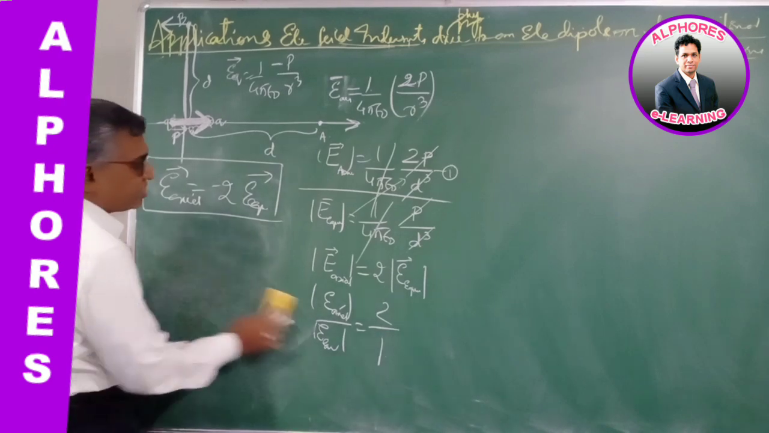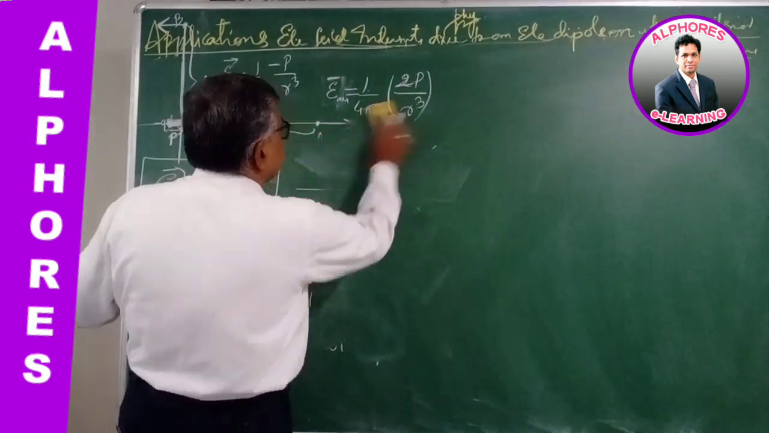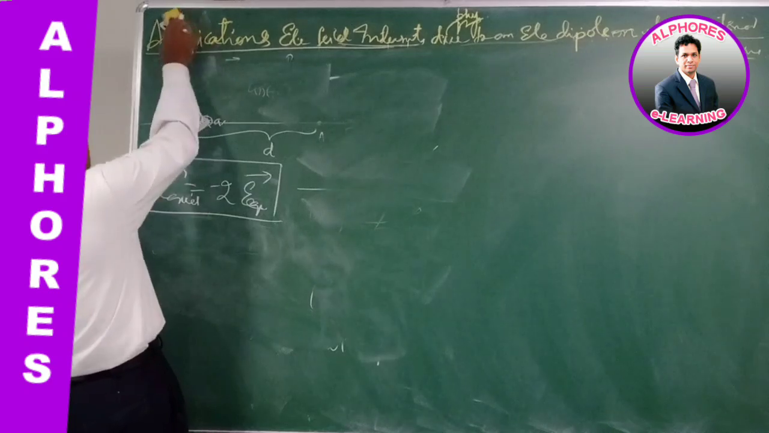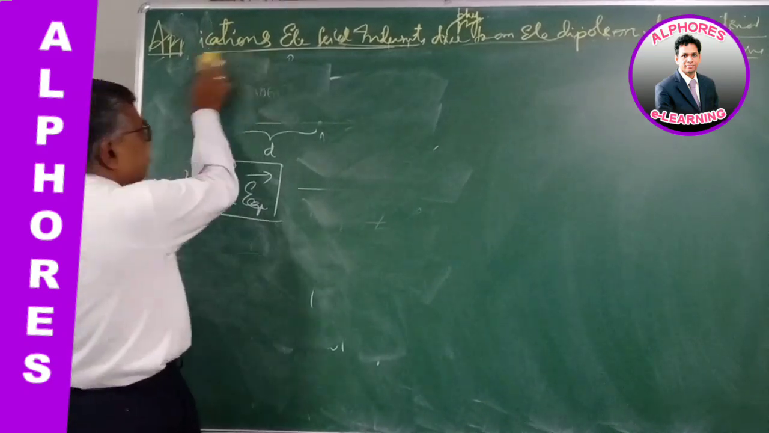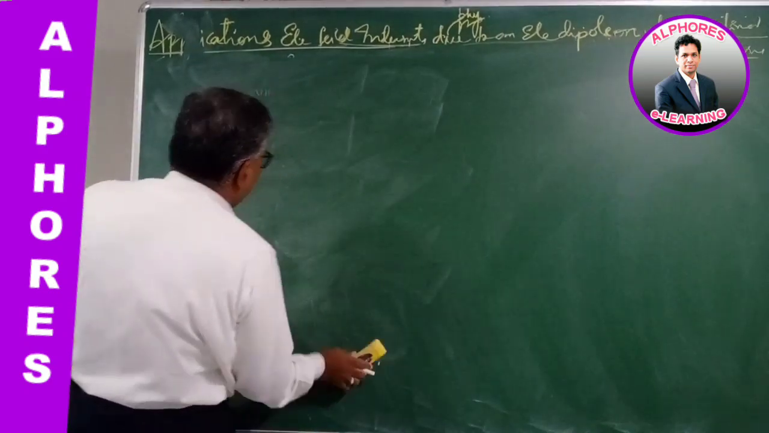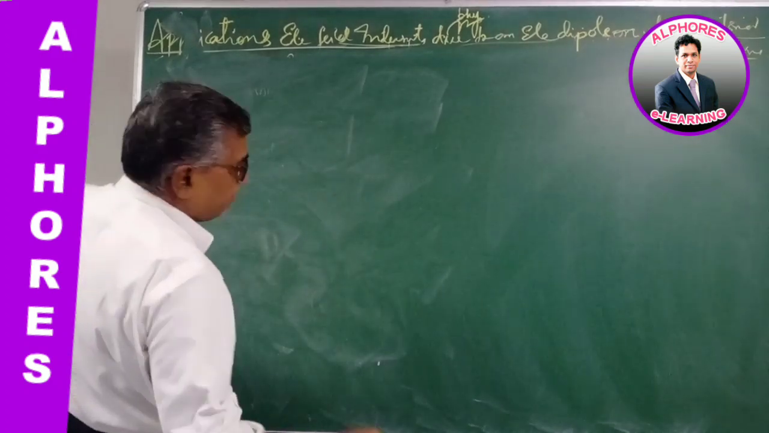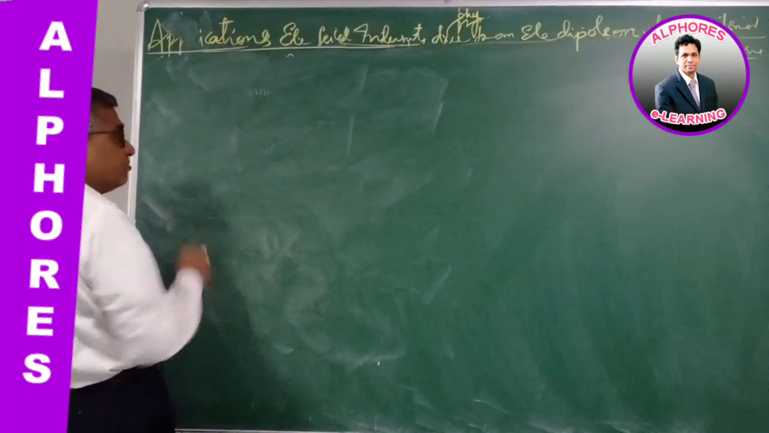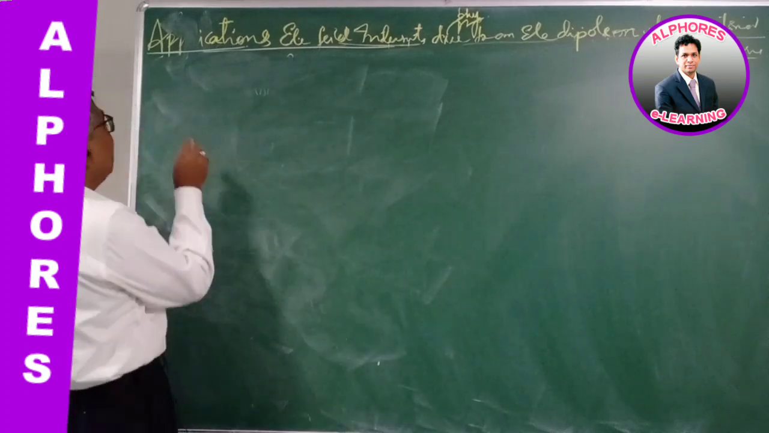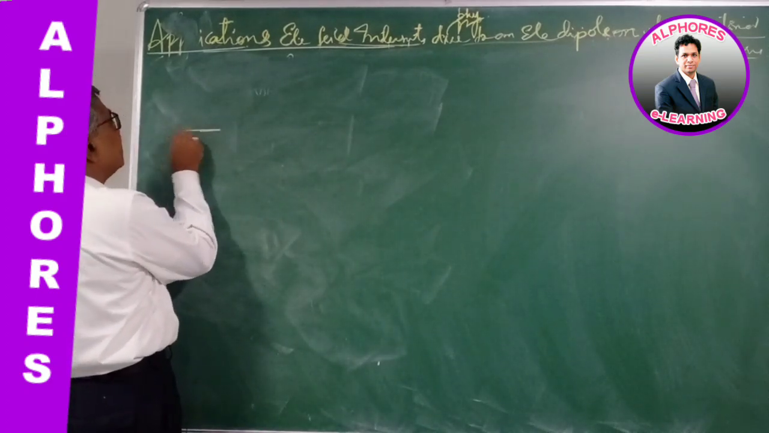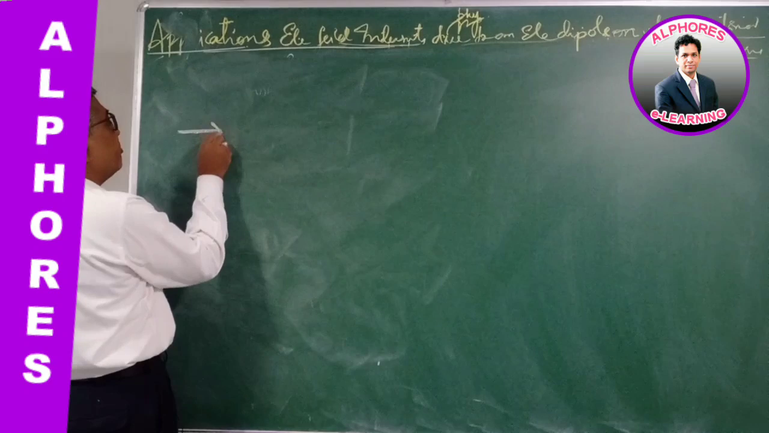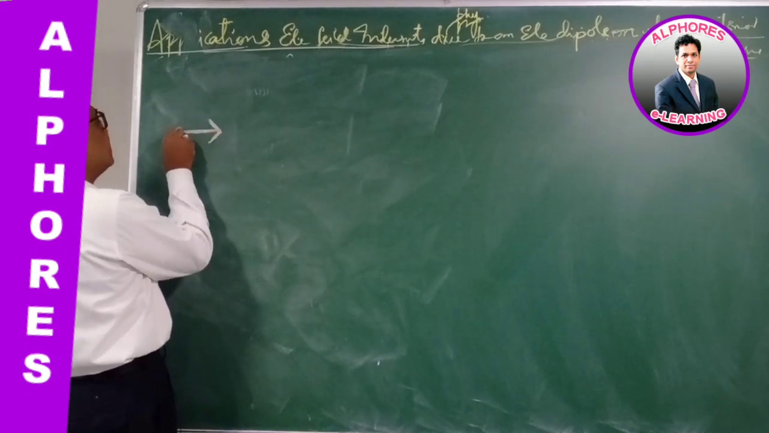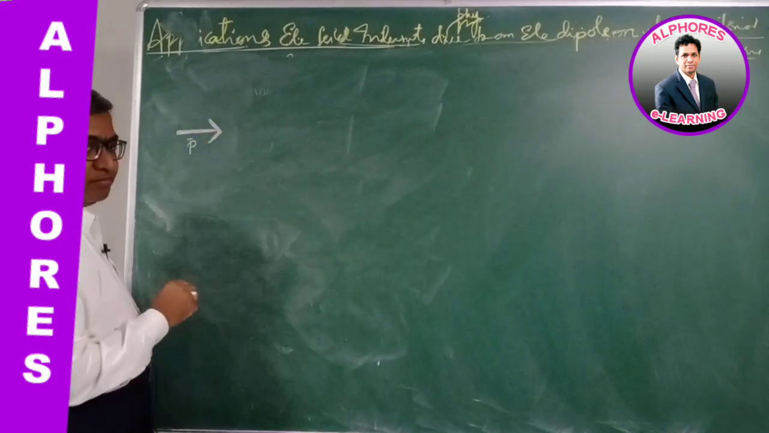The same question he is going to ask you in another form. Same thing in other form, he is going to ask the question like this. Now look, it's like this. An electric dipole, this is an electric dipole like this, a bold arrow, whose dipole moment is P.